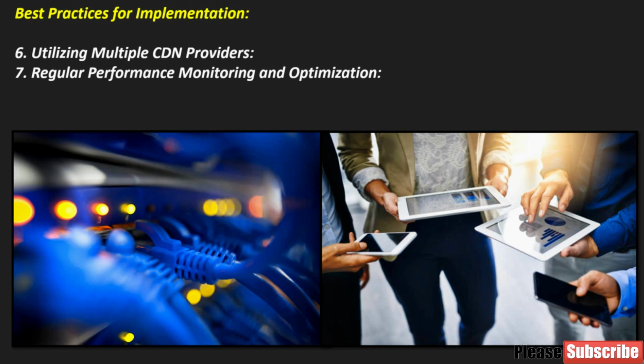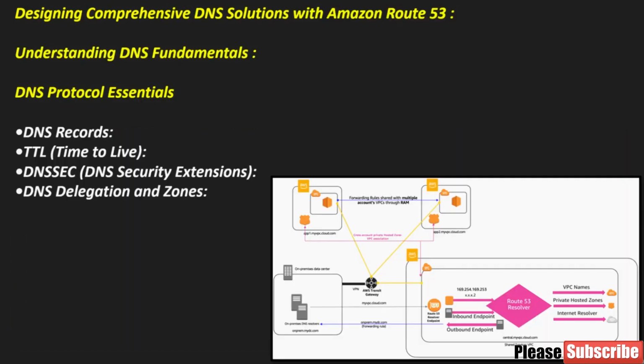Okay, the next point we need to discuss is designing comprehensive DNS solutions with Amazon Route 53. The Domain Name System, DNS, is the backbone of the internet. It translates user-friendly domain names into IP addresses that computers use to identify each other. In the cloud era, having robust DNS solutions is very crucial for ensuring seamless connectivity and efficient traffic management. As part of the lecture and some of the slides, we will explore the design of DNS solutions that cater to public, private, and hybrid requirements, leveraging the powerful features of Amazon Route 53.